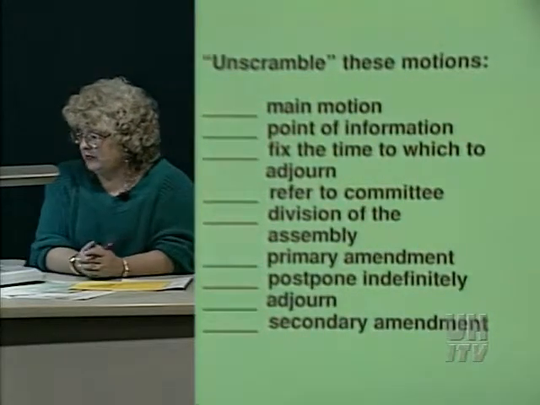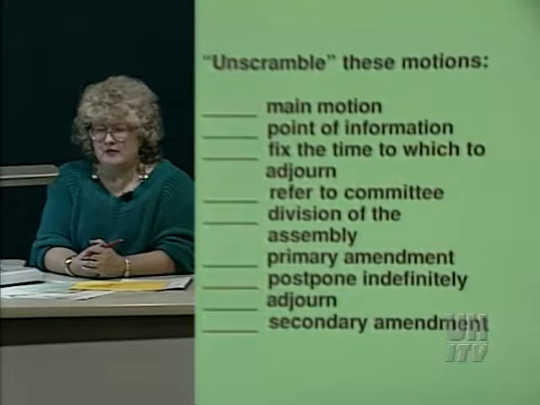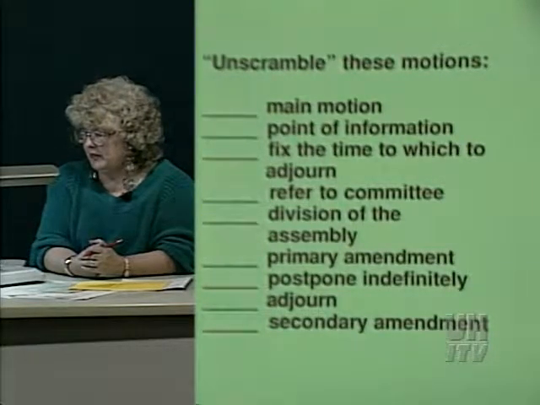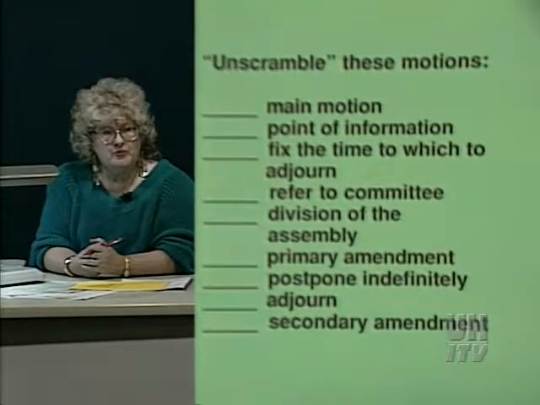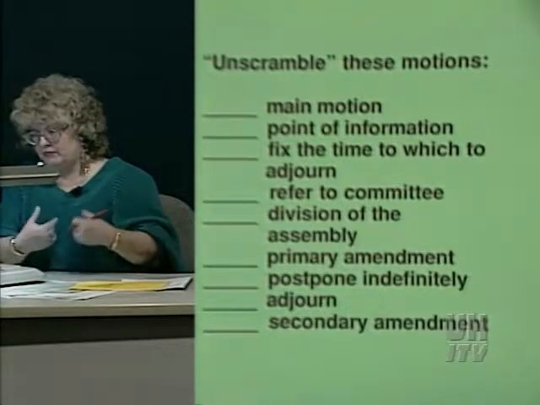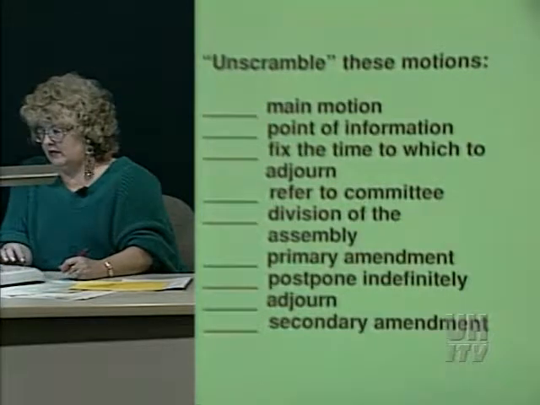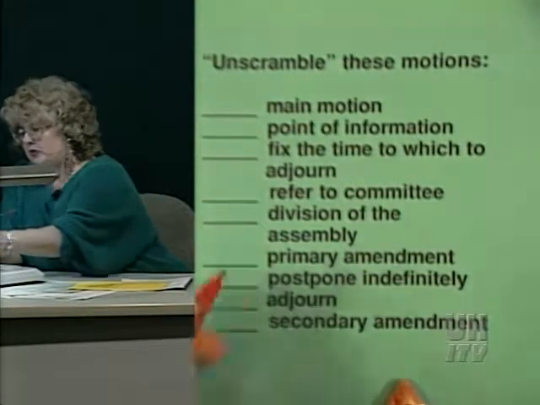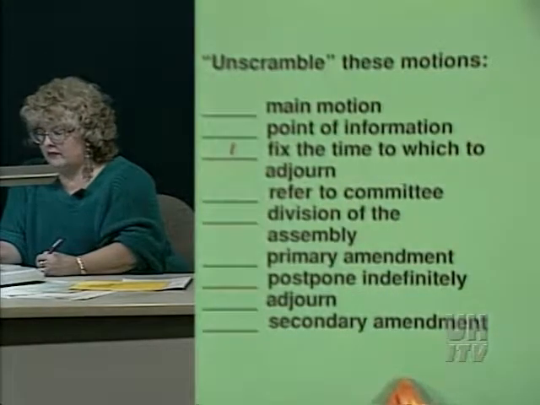We've got a main motion, point of information, fix the time to which to adjourn, refer to committee, division of the assembly, primary amendment, postpone indefinitely, adjourn, secondary amendment. Think about what order those would be made in. Which one of those would likely be on the floor first? Fix the time to which to adjourn. Okay, that's the one you would dispose of first. Same as we did last one.